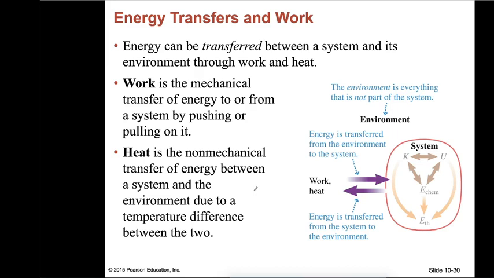Okay. Now, energy transfers and work. Energy can be transferred between a system and its environment through work and heat. For example, if we have a system here, in the system it has several types of energy, and the total of all of these types of energy is the total energy. And the system can flow some heat or do some work to the environment. That is called heat and work.